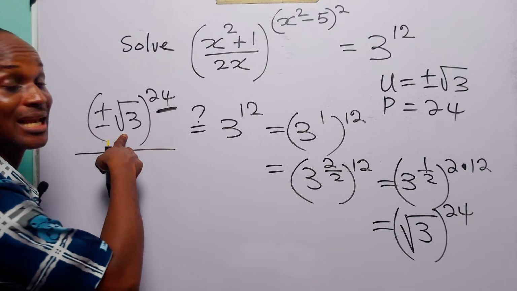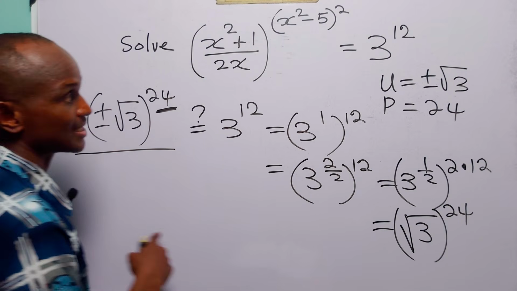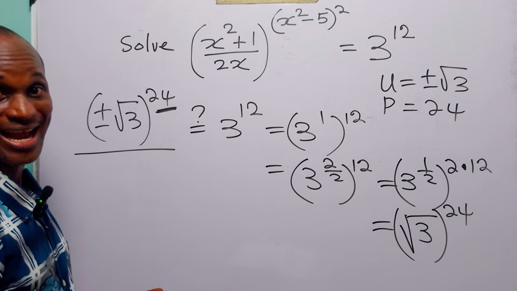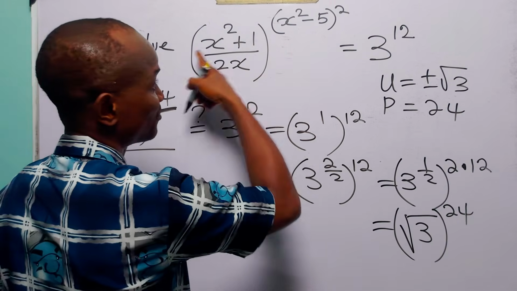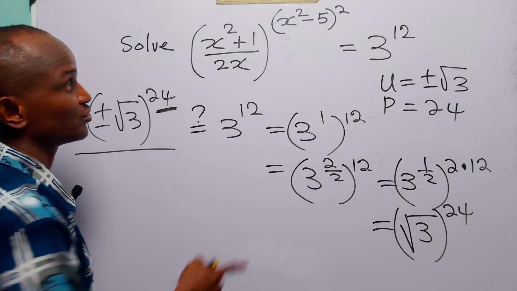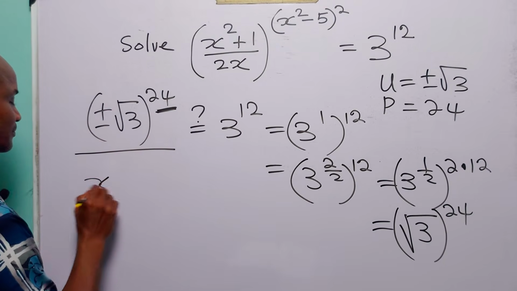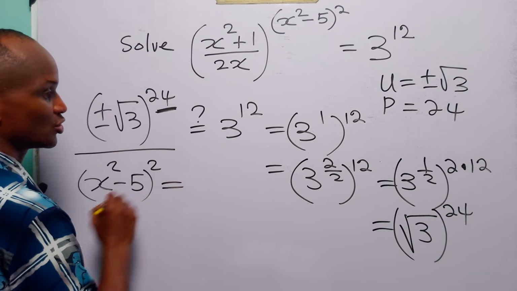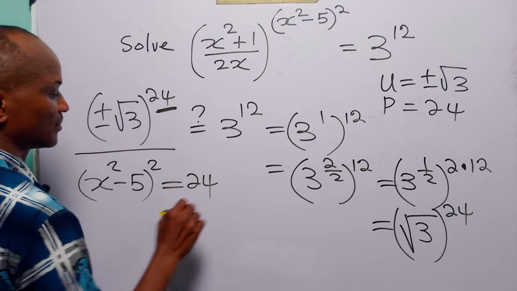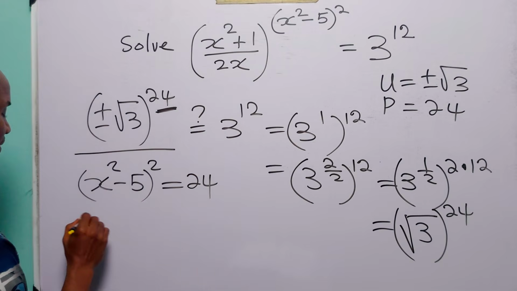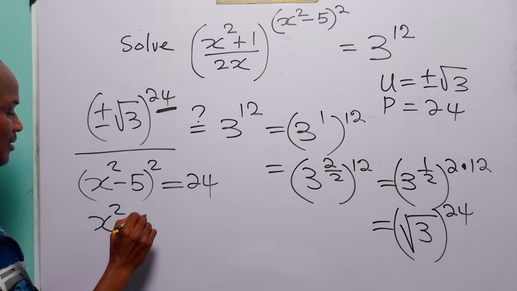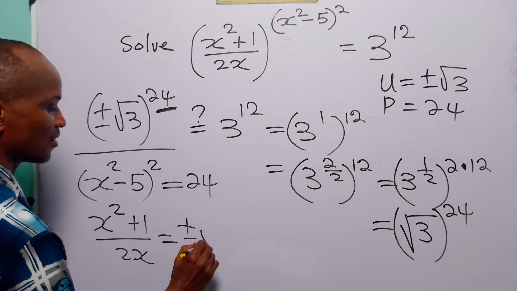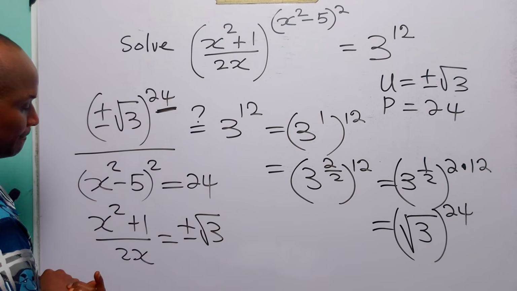So basically, we have that the left-hand side of this equation is equal to the right-hand side of this equation. So to find the values of x that satisfy this exponential equation, all we have to do is to equate the exponent x squared minus 5 squared to 24, and the base x squared plus 1 over 2x to plus or minus root 3.